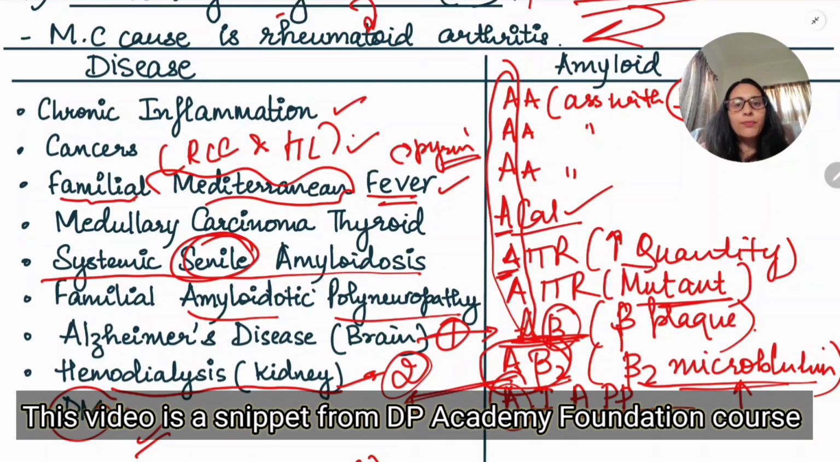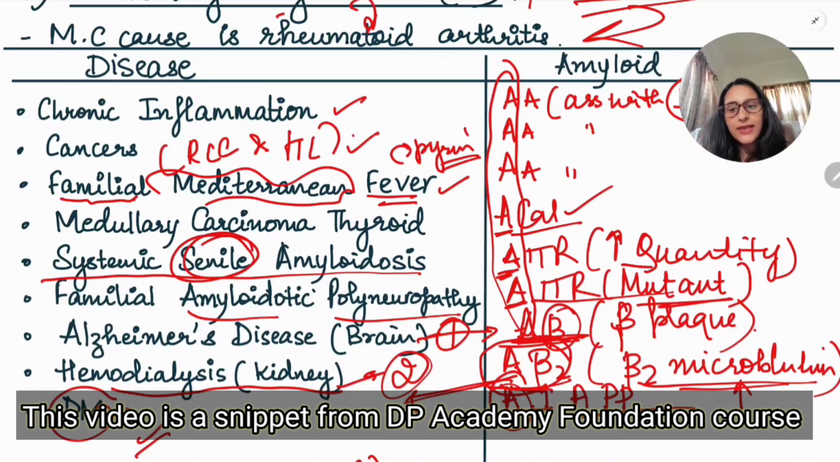For familial amyloidotic polyneuropathy, there is abnormal deposition of amyloid. Along with that, there is mutated TTR, transthyretin. In Alzheimer's disease, a disease of the brain, there is beta plaque formation, and it is A beta type of amyloid deposition. A beta 2 amyloid deposition is seen in hemodialysis patients. So Alzheimer's is A beta, hemodialysis is A beta 2. One brain we have, two kidneys we have. This is how you can remember A beta for Alzheimer's disease, disease of brain, and for hemodialysis, disease of kidney, A beta 2. There is deposition of beta 2 microglobulin.